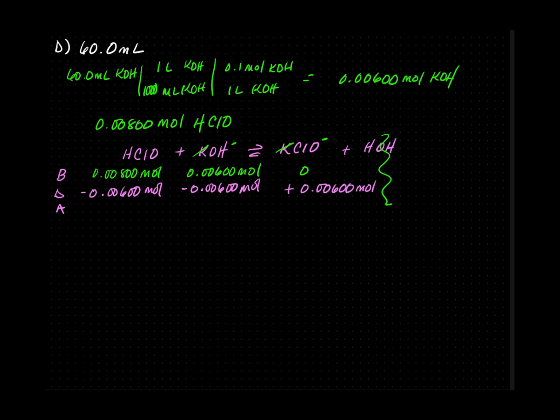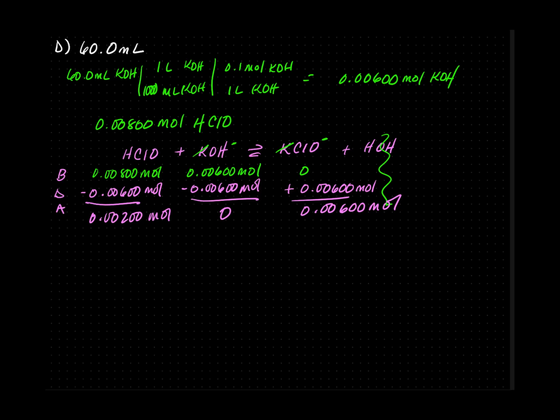And after, we're going to add. So this becomes 0.00200 moles. This becomes 0. And on the product side, we have 0.00600 moles. So here the limit was the base. All the base was used up. And by the end, we only had 0.00200 moles of the acid left.